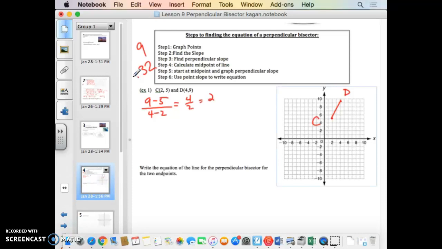All right, the next step is to find the perpendicular slope. So perpendicular to 2 would be -1/2. Opposite reciprocal.